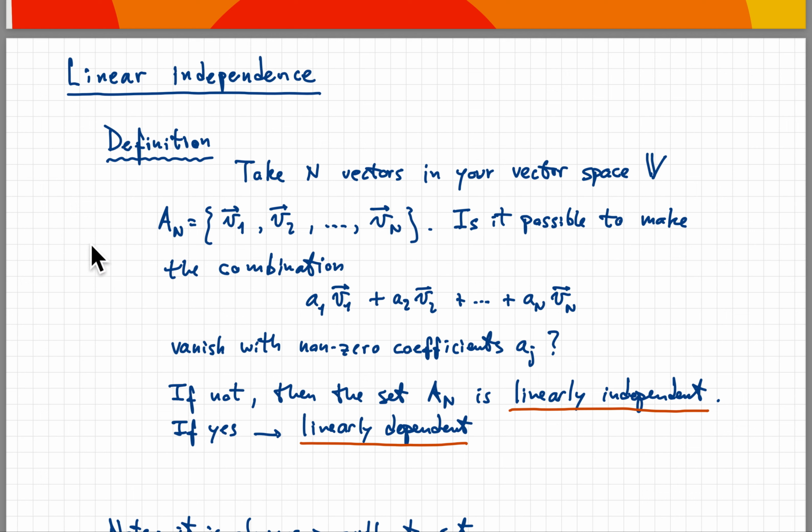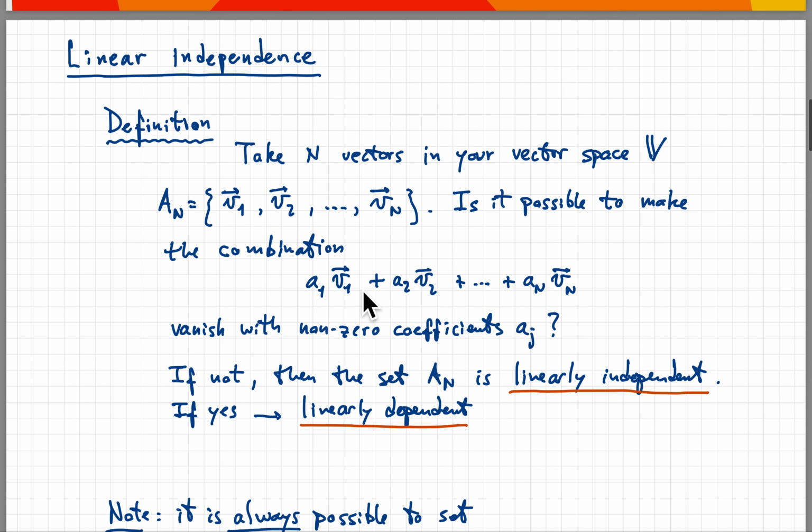Now, the question that is really answered by linear independence is this. Is it possible to make this combination a1 v1 plus a2 v2 and so on plus an vn, where the a's are constants, vanish with non-zero coefficients a sub j? If not, then the set A sub n is linearly independent. If yes, then the set is said to be linearly dependent. So then this is what we have to answer. So suppose we form this combination. Can we make it equal to 0 and not have all these coefficients vanish?